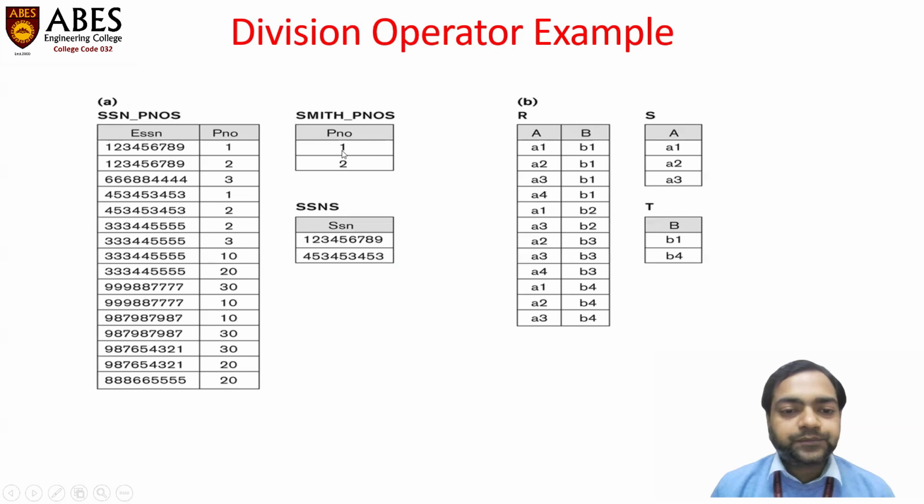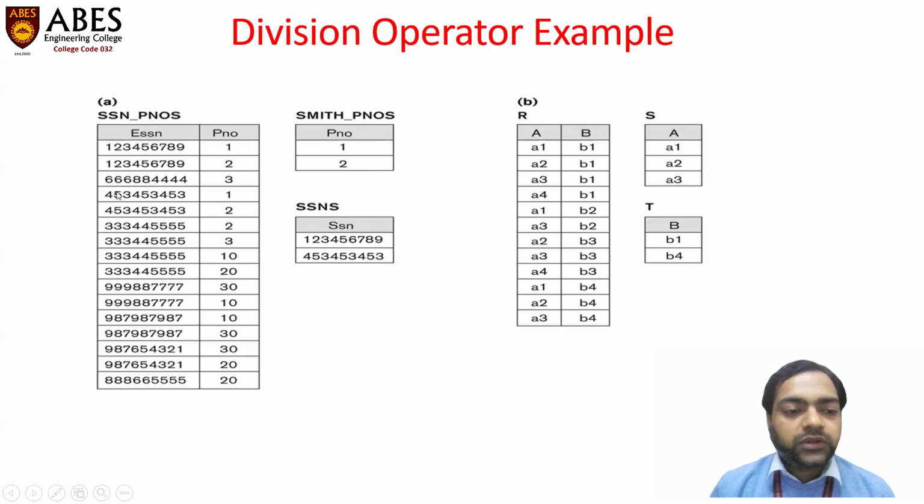So if we see that for this P number 1 and 2, this particular ESSN number will have both these values. So this particular value will be added into the resultant relation. You can see that we have only one attribute named SSN, and this particular value, 1, 2, 3 up to 9, will have both the values of Smith underscore P numbers, that is 1 and 2. So we are including this particular value in our relation.